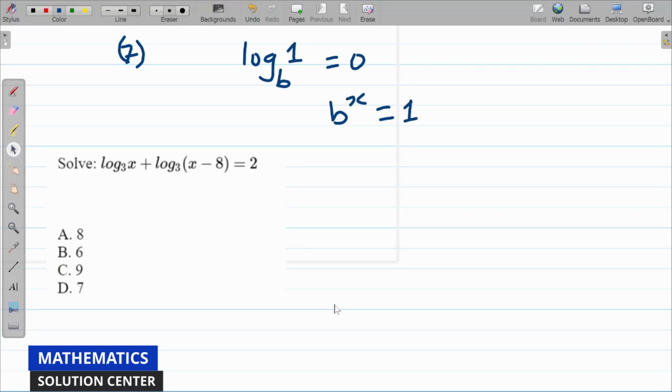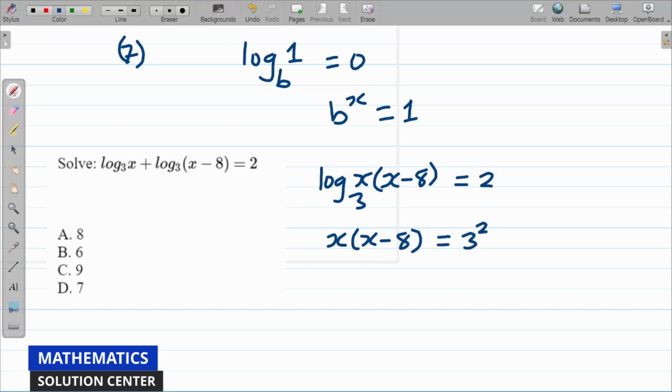So I'm going to use the law of logarithm to combine log x base 3 and log (x minus 8) base 3 together. So using our product law, I have log x times (x minus 8), base 3, is equal to 2. Then I can now convert the logarithmic equation to an index equation. So that means x into bracket (x minus 8) is going to be equal to 3 raised to the power of 2. Therefore, with this, I open the bracket: x squared minus 8x is equal to 9.